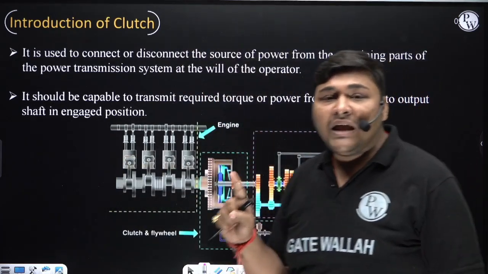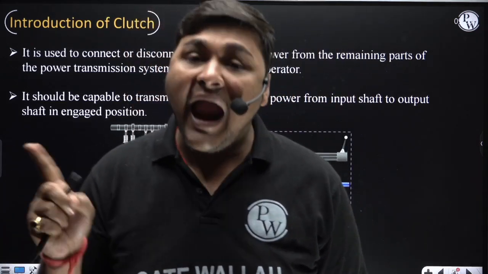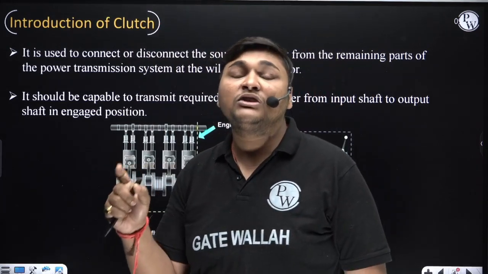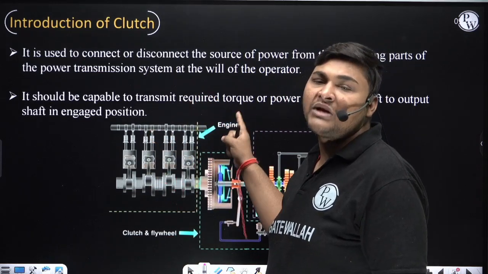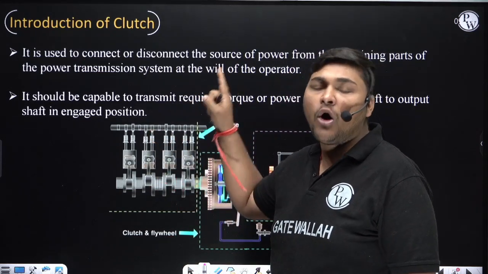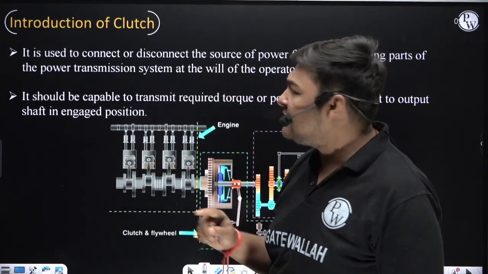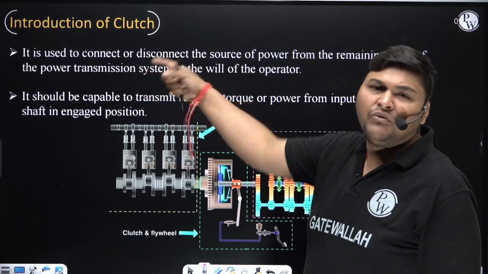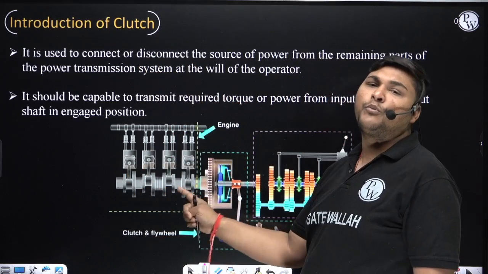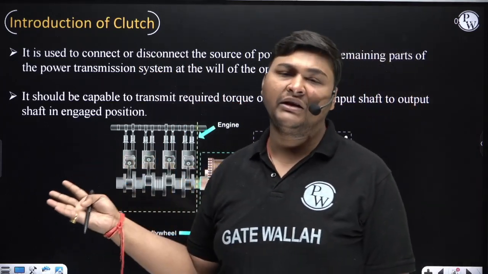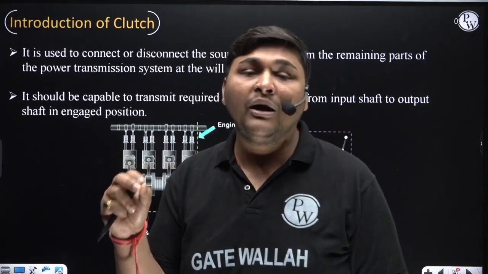And second, when the clutch is in engaged position, meaning input and output shaft are engaged, the strength of the clutch should be such that it is capable of transmitting torque from input to output shaft. So these two points are very important. While designing, the first part is very simple. We need to make a mechanical system such that when we press this clutch pedal, input and output shaft disengage. Here the main calculation will come in the second part.